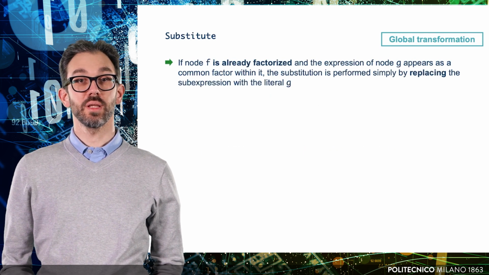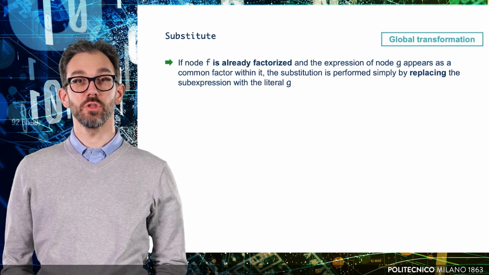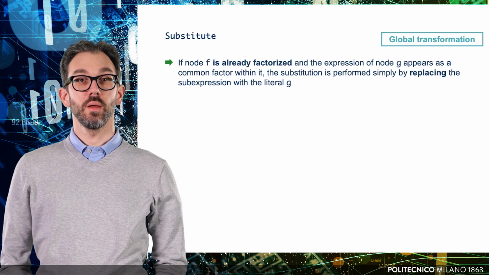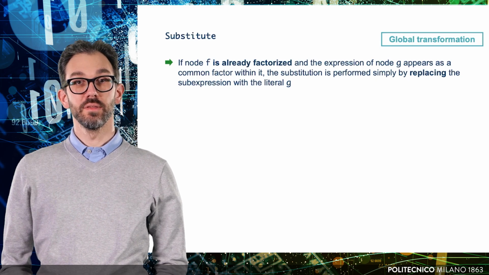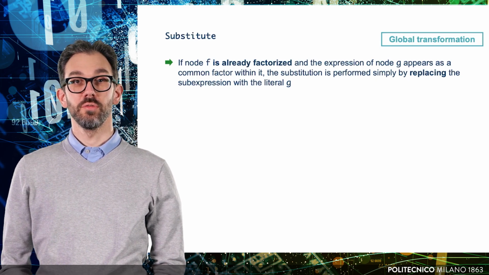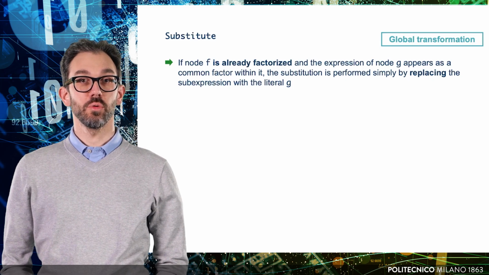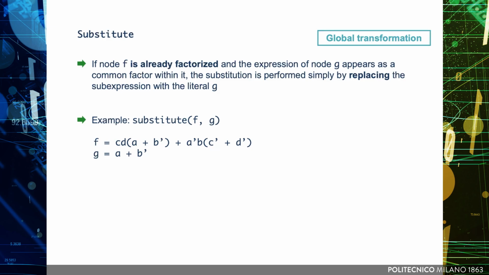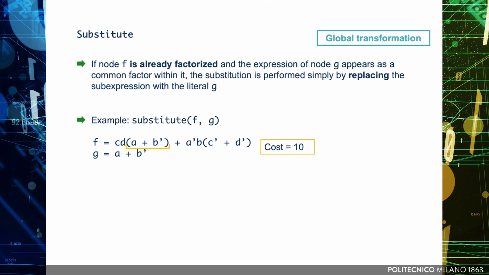If F has already been factorized and the expression of G appears as a factor, then the substitute replaces the factored expression with the literal G. The substitute operator enables the reuse of common sub-expressions, which are now computed once and reused by downstream nodes. Here is an example. The node f contains two factors, and the first one matches the expression of g. The initial cost of the circuit is 10 literals. The substitute operator replaces the first factor with the literal g, resulting in a lower cost equal to 9.